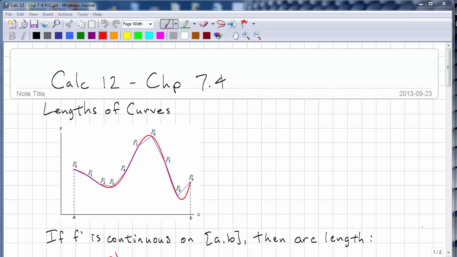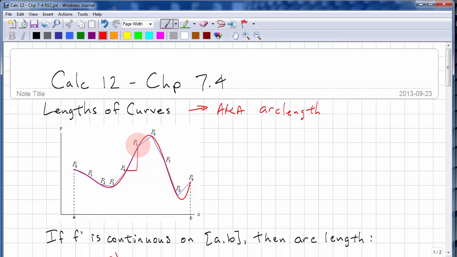This is Calculus 12, Chapter 7.4. We're going to be looking at how to calculate lengths of curves. This is also known as arc length. We can use secant lines to estimate the length of this curve.